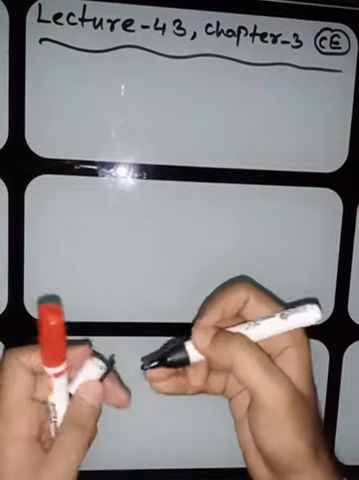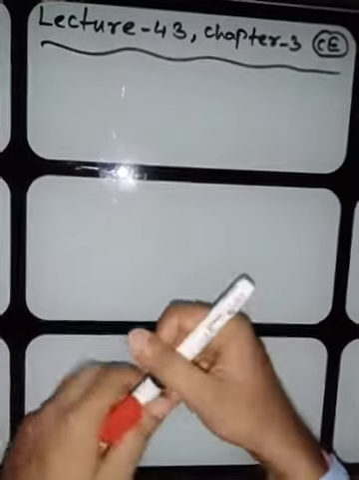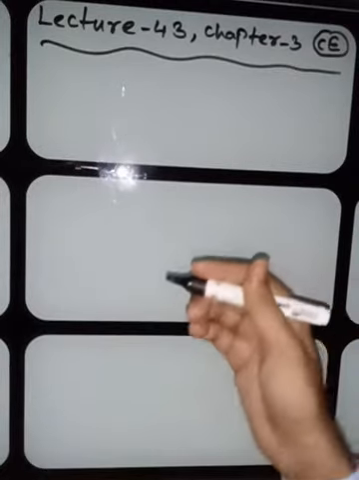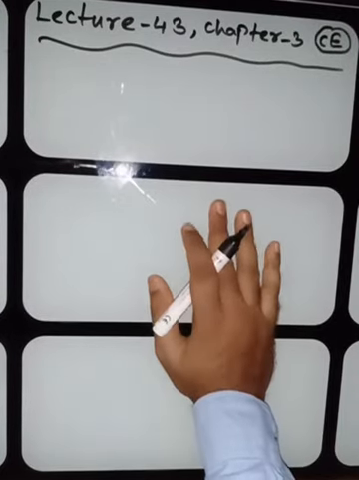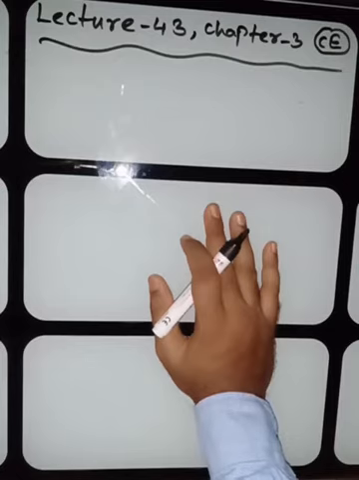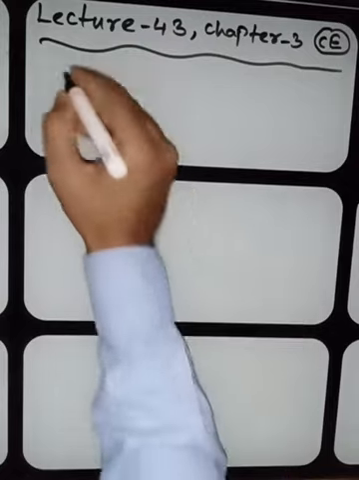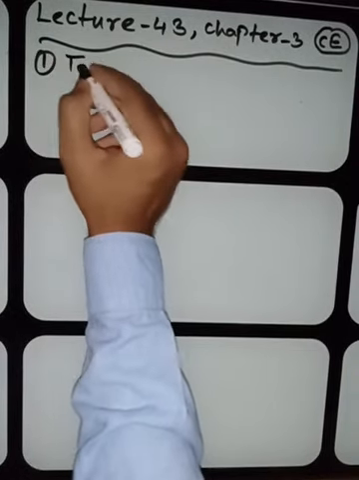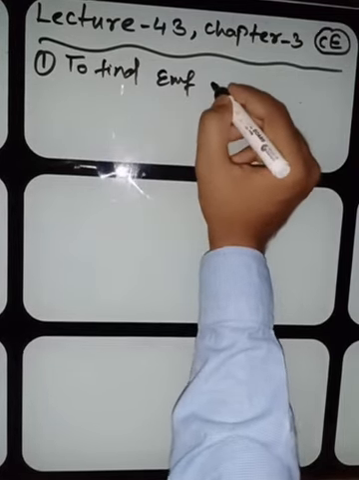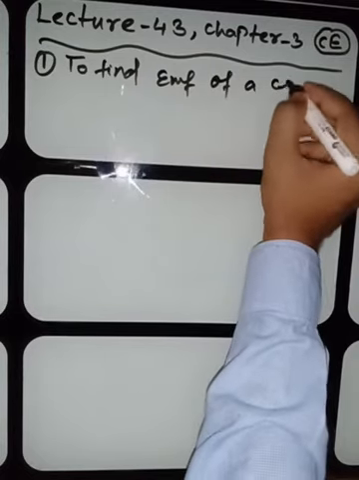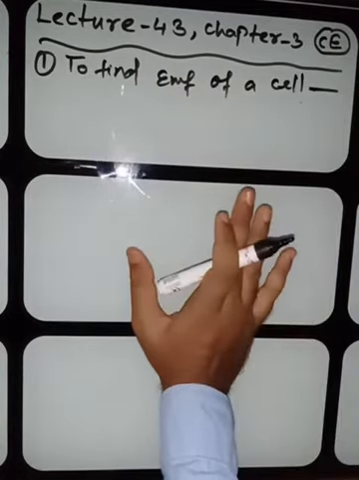Alright. So students, in the last class we discussed the potentiometer and studied how it works, why a null deflection is considered in the potentiometer, and how this null deflection works. In today's lecture we will start with the first application of the potentiometer, which is to find the EMF of a cell. Okay, so we are going to start our lecture from here.